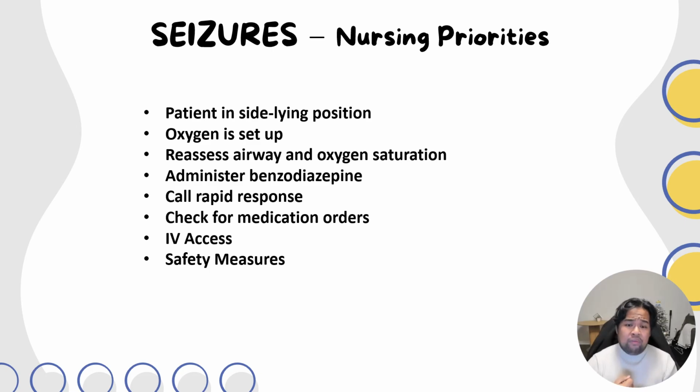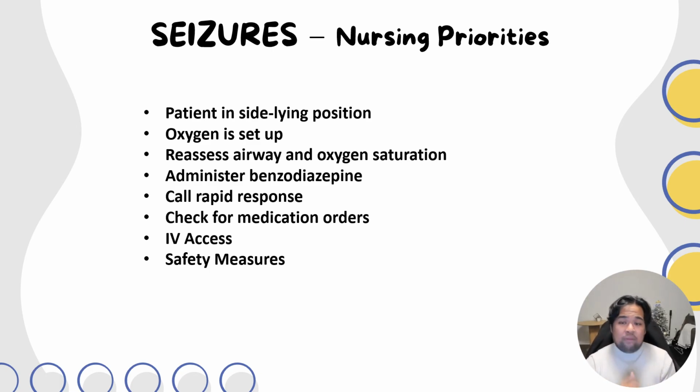Normally what we give in the emergency room is something called Ativan. So I don't know if you're familiar with that, but we do give benzos to help that. It kind of increases the threshold for the seizures. We'll call a rapid response if they're actively seizing. We'll check for medication orders because the provider will be notified, right?